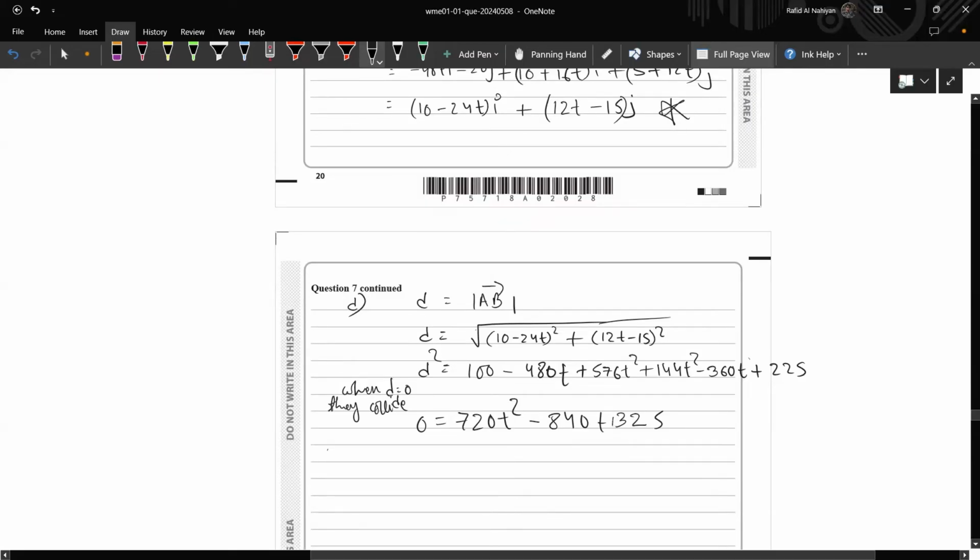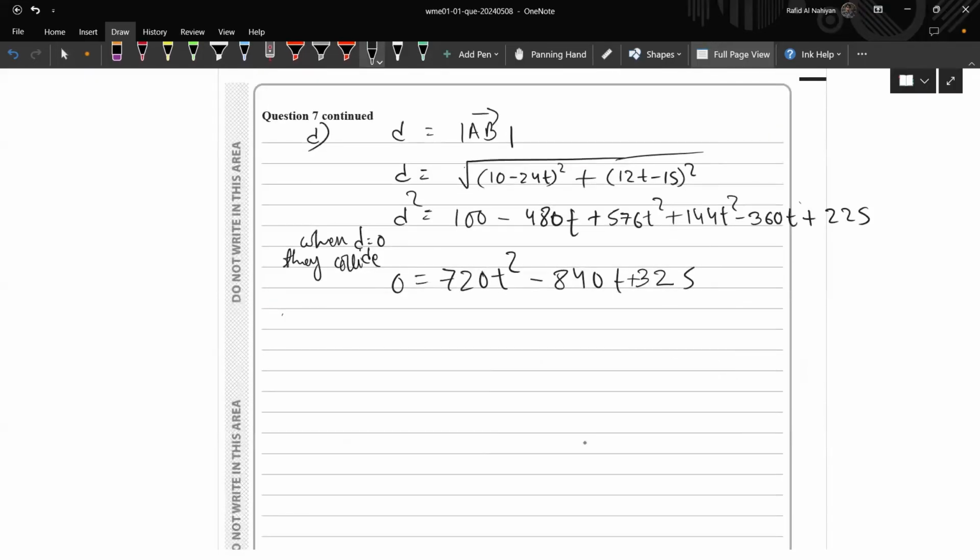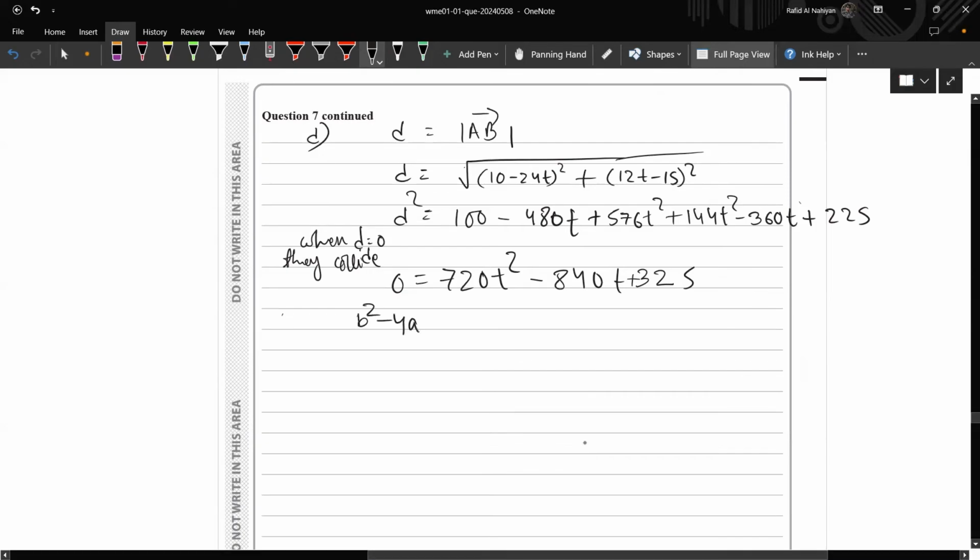Okay, now I'm just going to put this into the calculator. And wait, actually, before doing that, I'm going to check if the discriminant here is less than 0 or not. If it's less than 0, it means that there is no real root, right? So let's find out b squared minus 4ac. I think I did this in the exam. Oh, I really hope I did. Okay, so 840 squared minus 4 times 720 times 325.